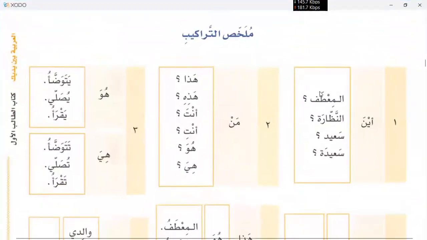ملخص التراكيب. Summary of the structures. Sir, what does it mean? Mulakhas means summary, and al-Taraqib means structures. Summary of the structures. Basically, a summary of all the sentences that you have read so far in this unit.